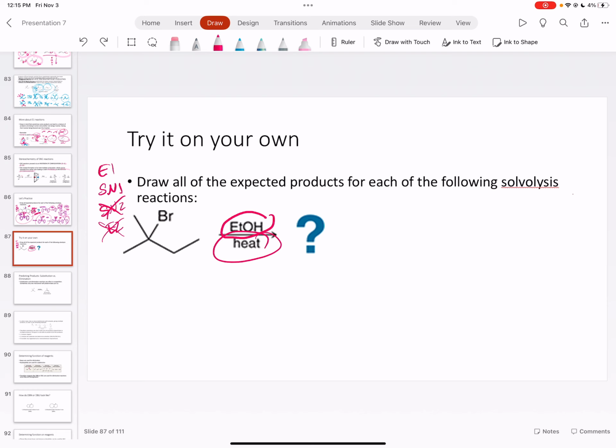Okay, so try it on your own. Where were we? Okay, so we decided that we're going to have an E1 and SN1. So easily we can use, the first step for an E1 or SN1 is just a loss of a leaving group. Therefore we can draw our lone pairs if we want to, of course. Then giving rise to a carbocation, right? We have a tertiary carbocation.